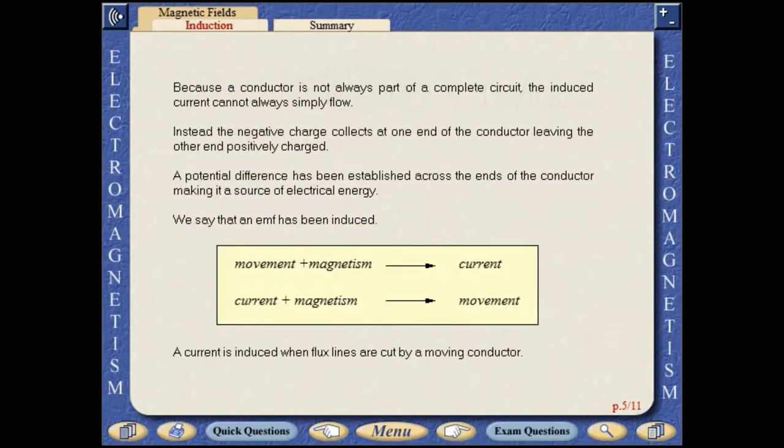Because a conductor is not always part of a complete circuit, the induced current cannot always simply flow. Instead, the negative charge collects at one end of the conductor, leaving the other end positively charged. A potential difference has been established across the ends of the conductor, making it a source of electrical energy. We say that an EMF has been induced. An EMF is induced when flux lines are cut by a moving conductor.